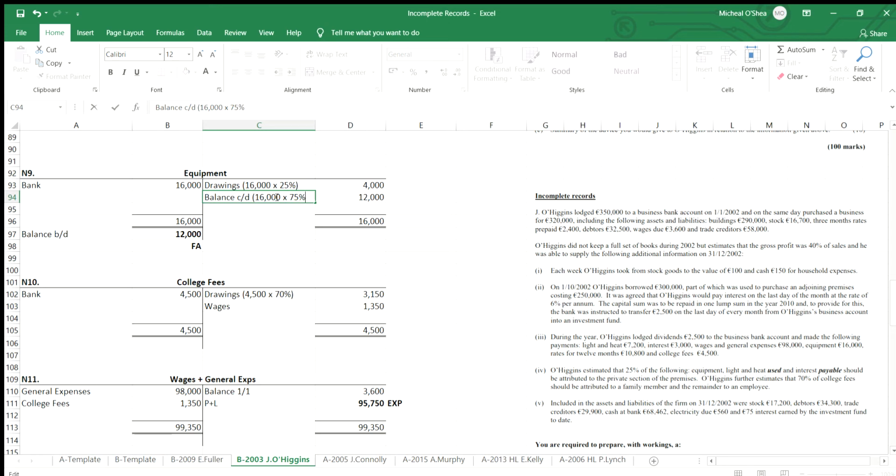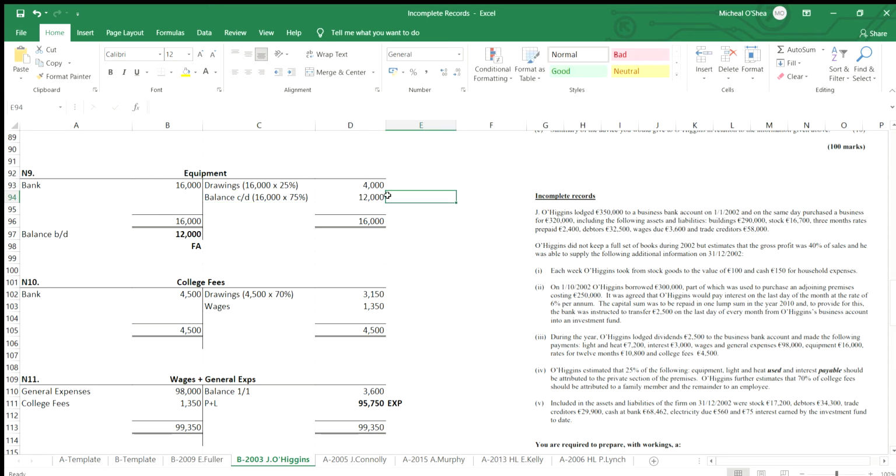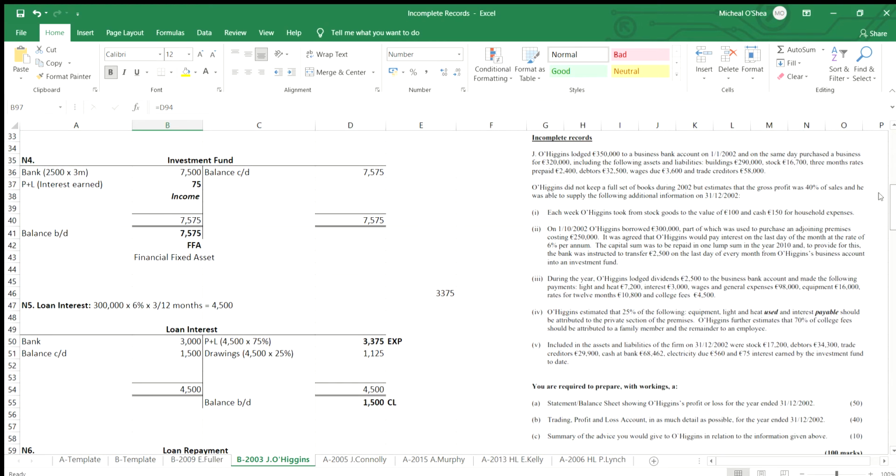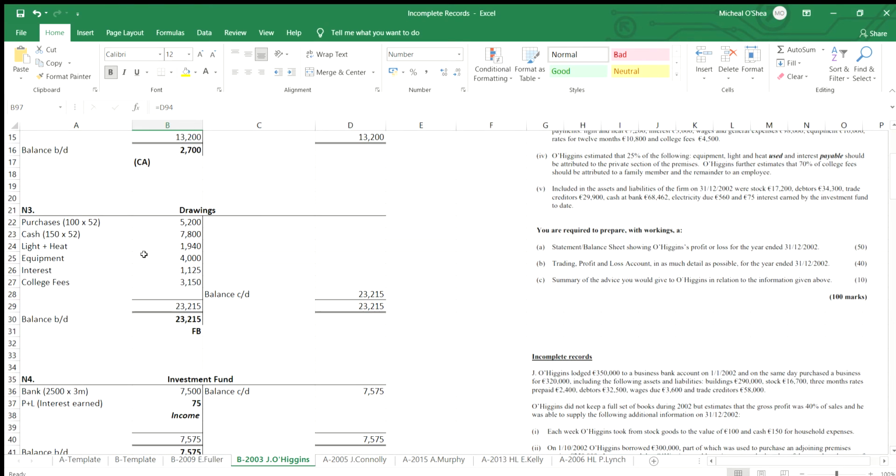And that is going to be my balance at the end of the year. That's my balance carried down. My balance at the end of the year, 12,000, is the equipment that I had at the end of the year, and that's obviously going towards my balance sheet, fixed assets. I have another drawings figure. I can take this 4,000 and I can put it on the debit side of my drawings account, 4,000.